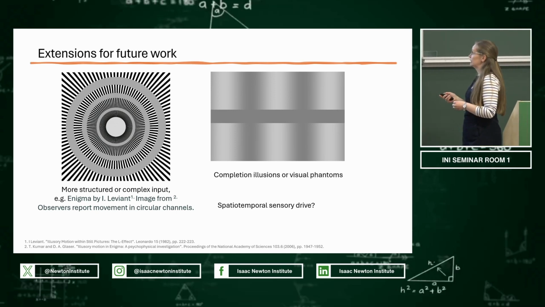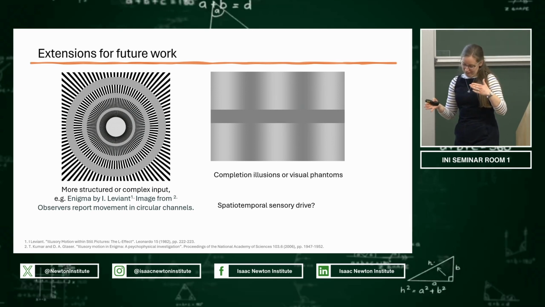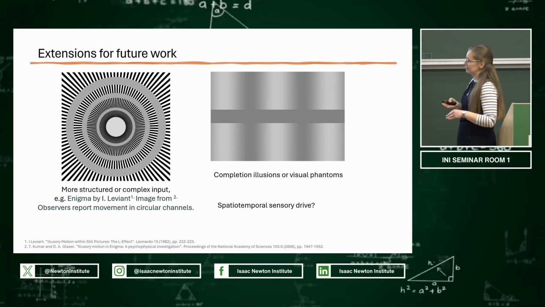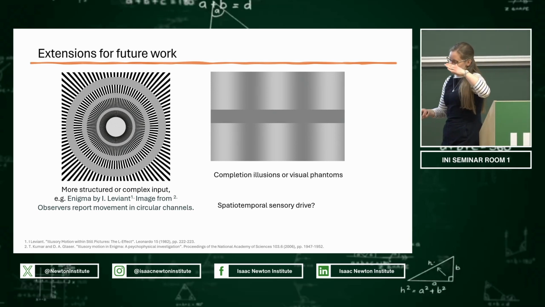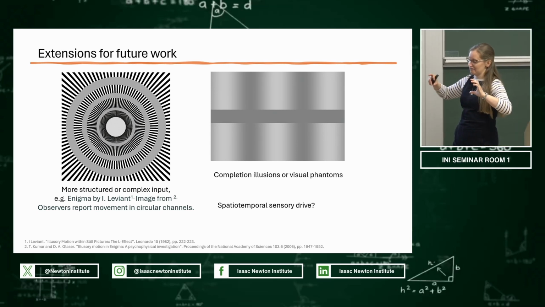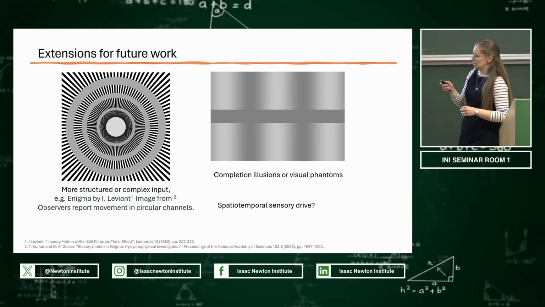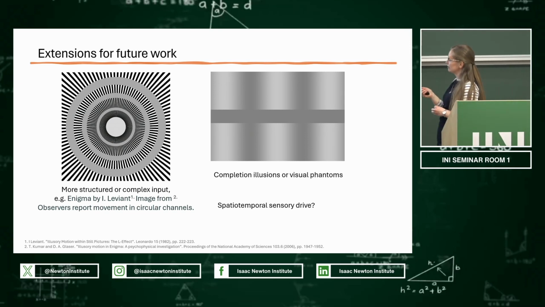Or you can think about completion illusions, where you show a pattern with a blank section in the middle, and then you wonder how cortex will fill in that pattern. It's likely to depend on how big your blank area is and the orientation of the pattern that's around it. I had an MSc student who did a little bit of work on that.